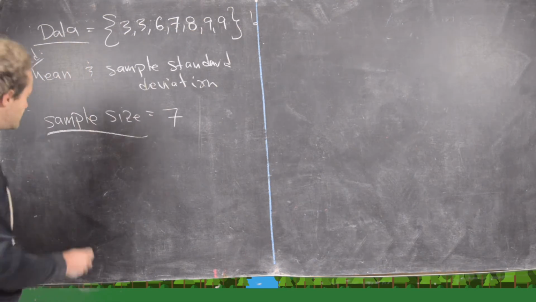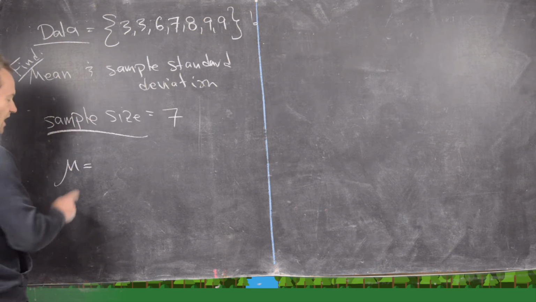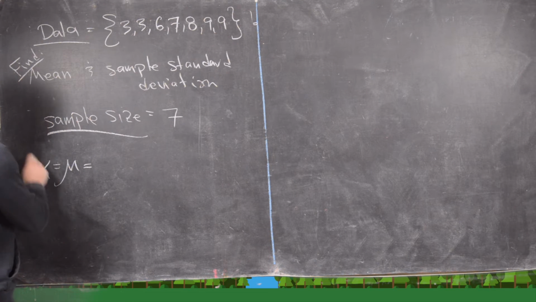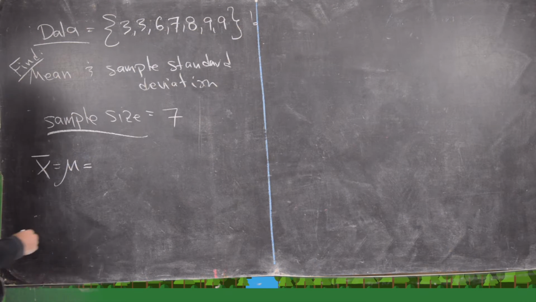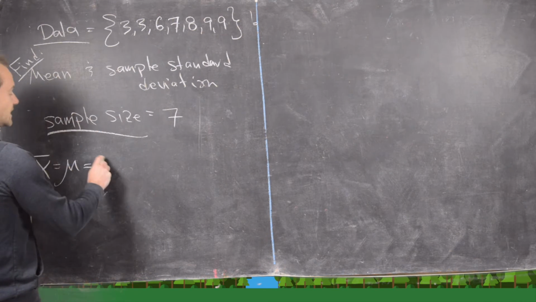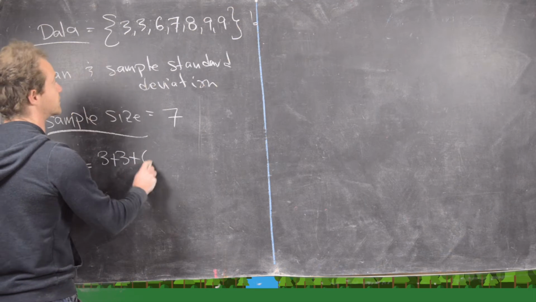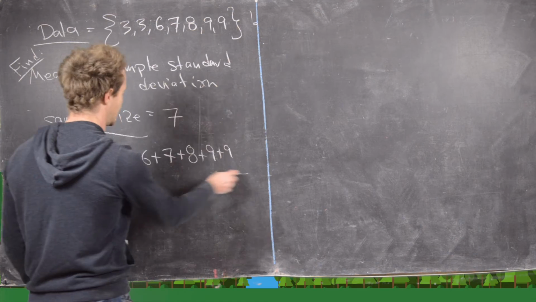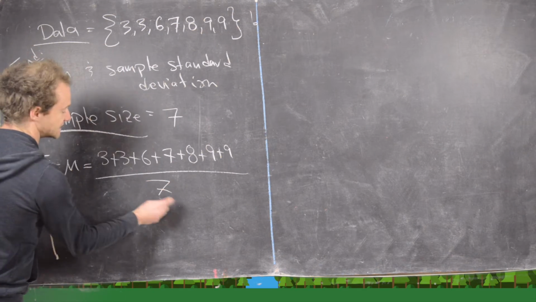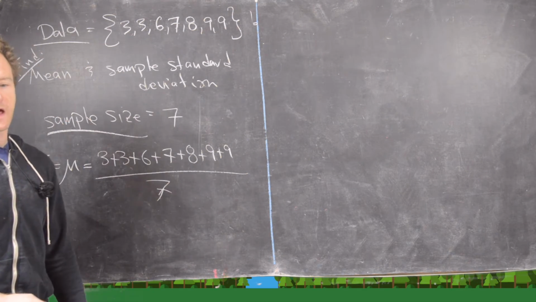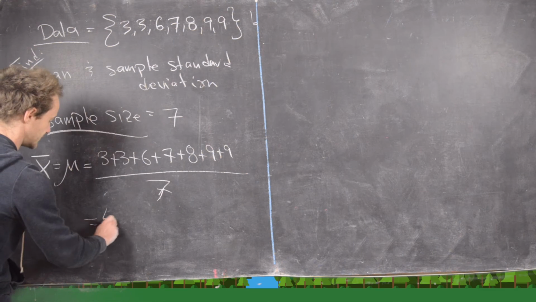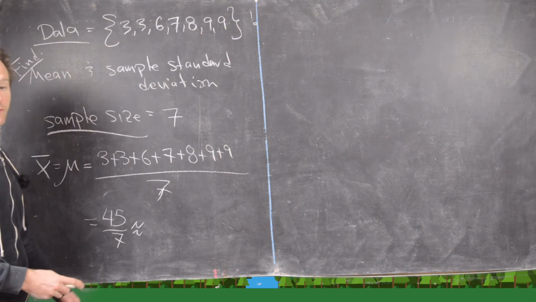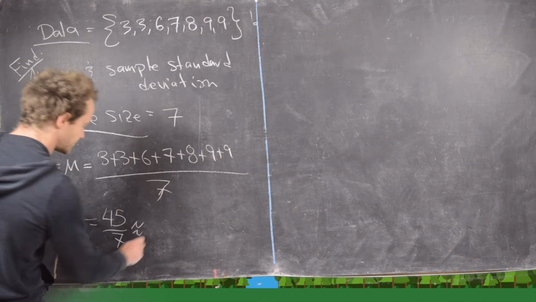Good. And then the mean, well, that's just the average, and often we use this letter mu to give us the mean. Sometimes this letter x with a line over it gives us the mean, and so that's going to be equal to the sum of these. So 3 plus 3 plus 6 plus 7 plus 8 plus 9 plus 9 over the sample size, so over 7, like that. Okay, now you can add all those up, you get 45 over 7, and I'll just say that is approximately equal to 6.43.